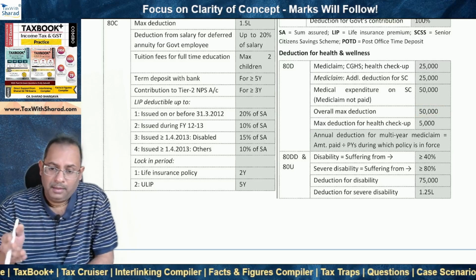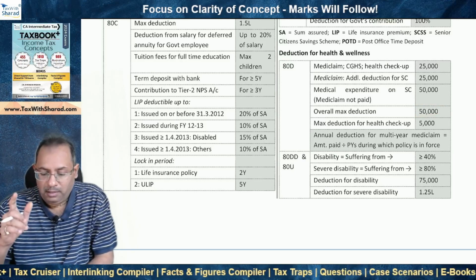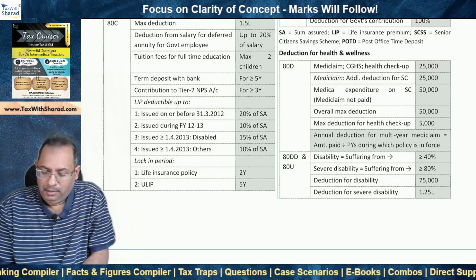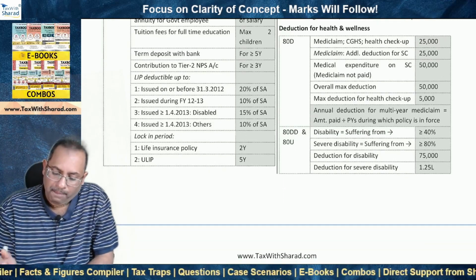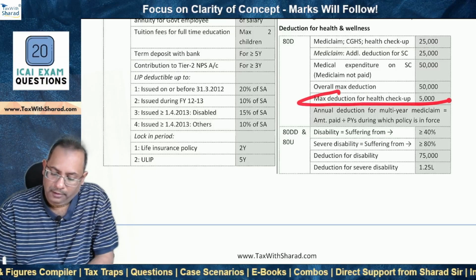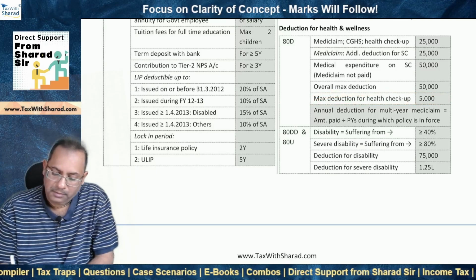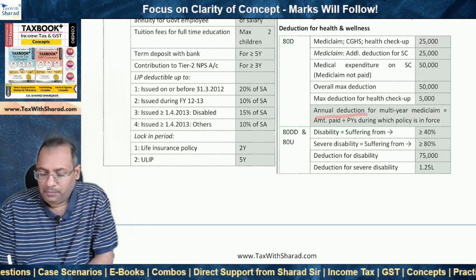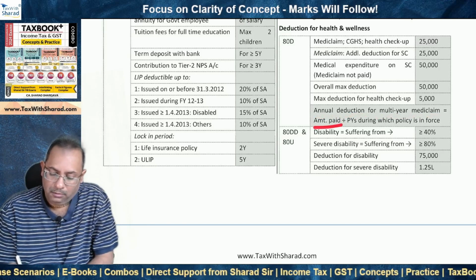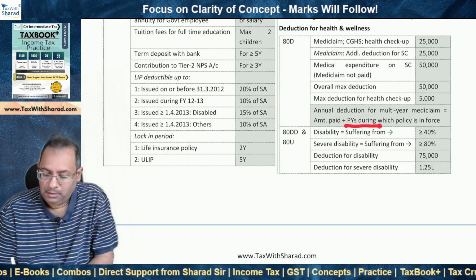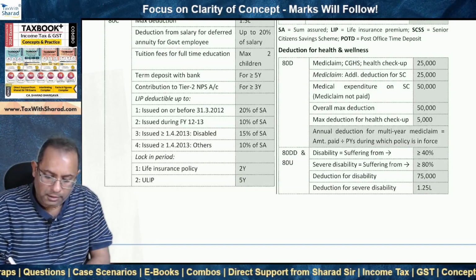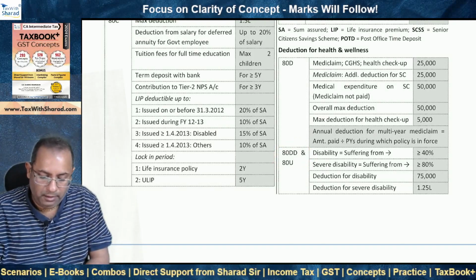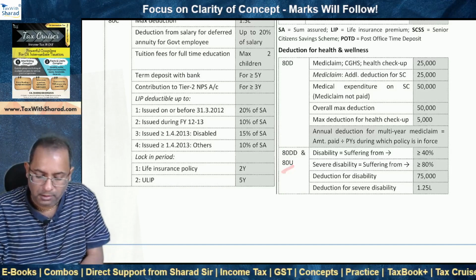Now 50,000 is the limit for self plus spouse plus children, and then another 50,000 is the limit for the parents. Overall maximum deduction for preventive health checkup cannot exceed 5,000 rupees. If a multi-year mediclaim has been taken, then annual deduction under section 80D is equal to the amount that has been paid as premium divided by the number of years during which the policy is in force. Section 80DD and 80U: 80DD is for maintenance of a handicapped dependent and 80U is for a disabled assessee.